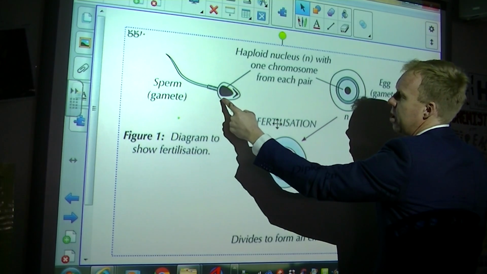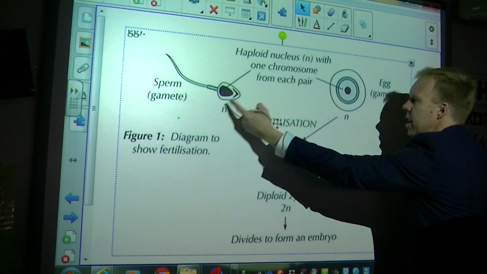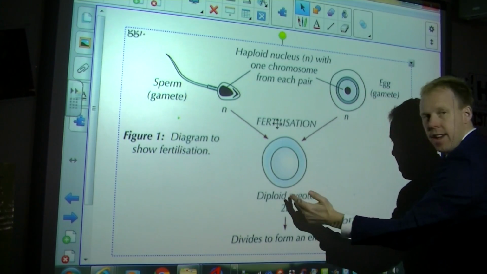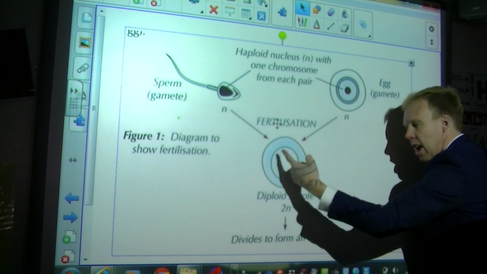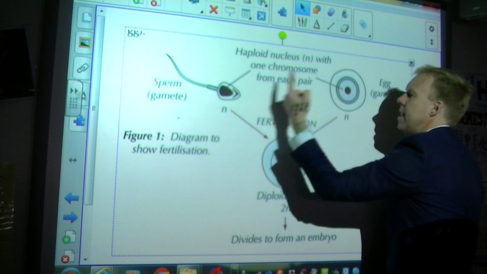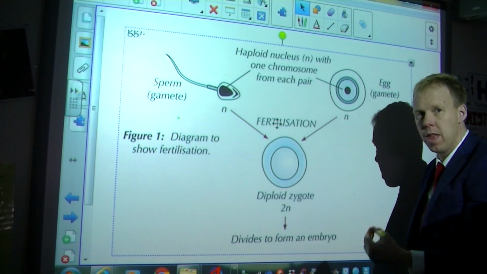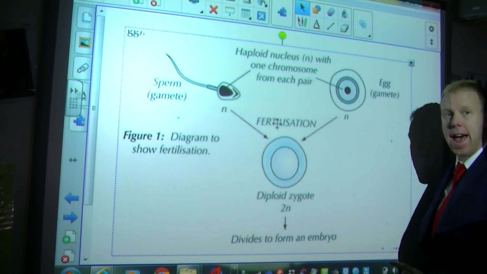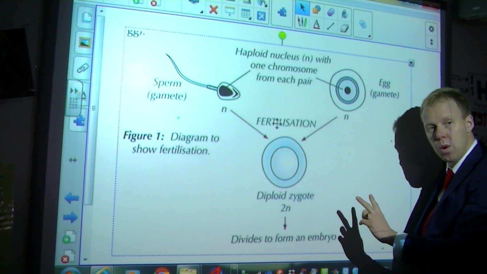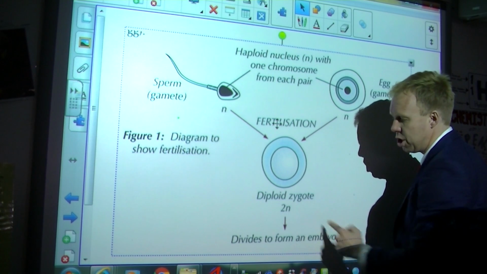The sperm nucleus is haploid, the egg nucleus is haploid. There are 23 chromosomes in each. When the two gametes come together to form the very first cell, which we call a zygote, I hope you can see that we've put 23 chromosomes together to give us 46 chromosomes, 23 pairs. Because this is now a diploid cell, where there are two of each type of chromosome, we refer to it as diploid or 2N.